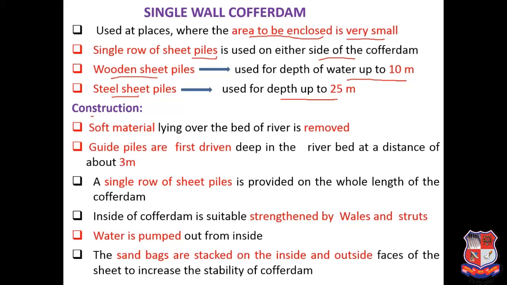So generally for the construction, soft material lying at the bed level of the river is to be first cleaned. Then guide piles are to be driven deep in the river bed at a distance of 3 meter.